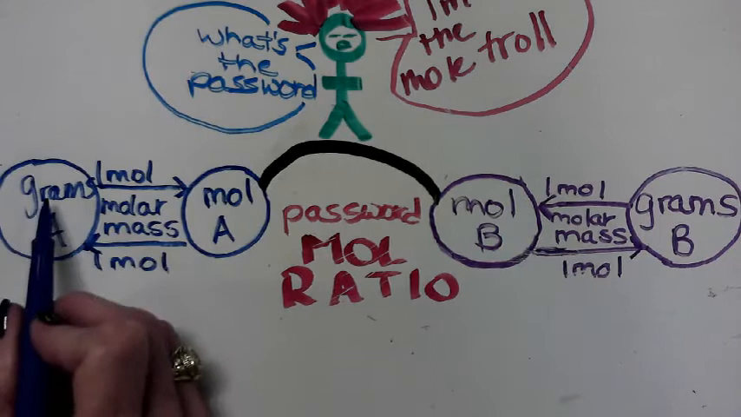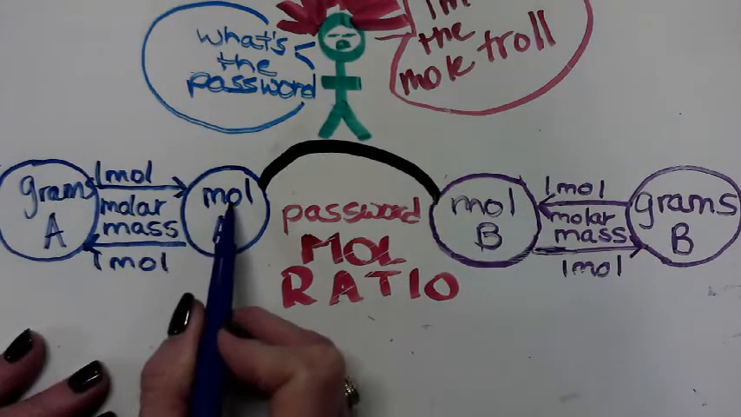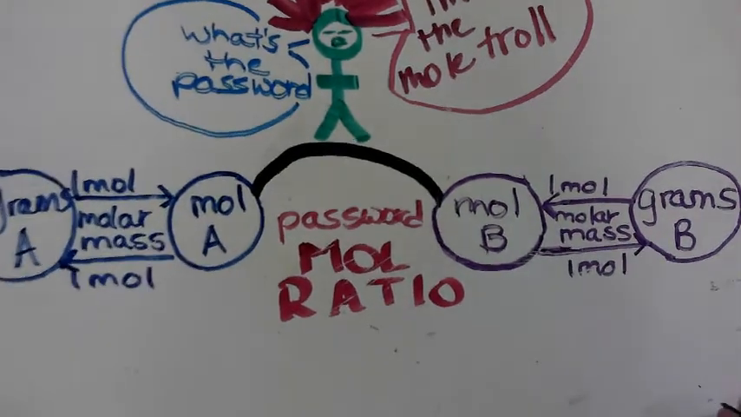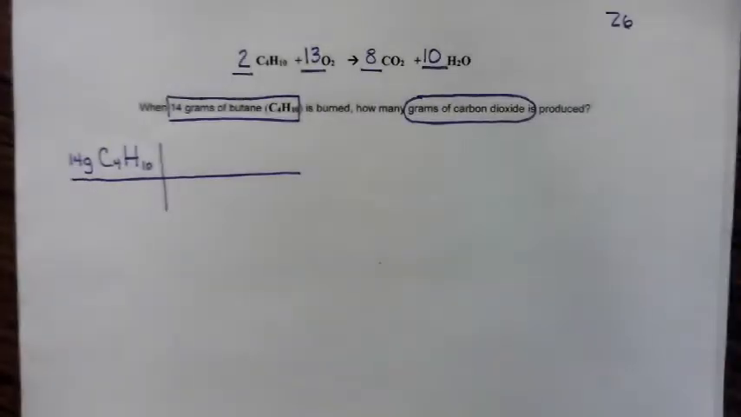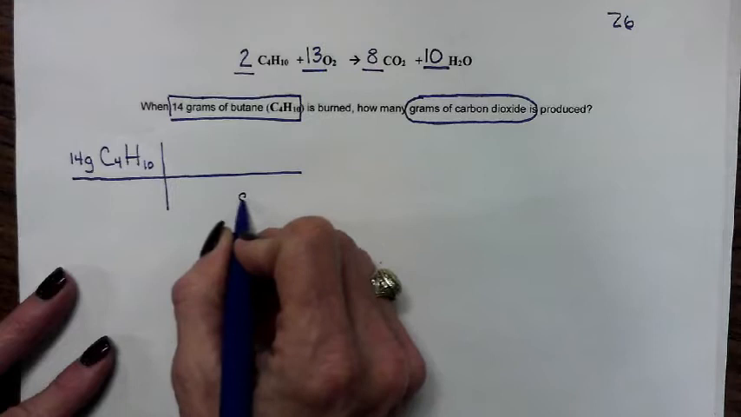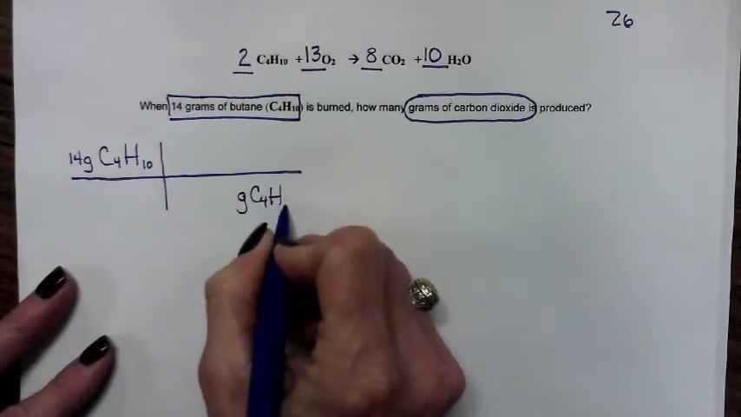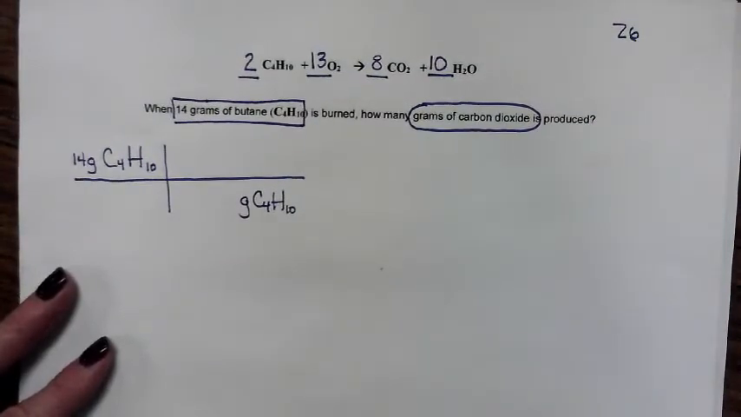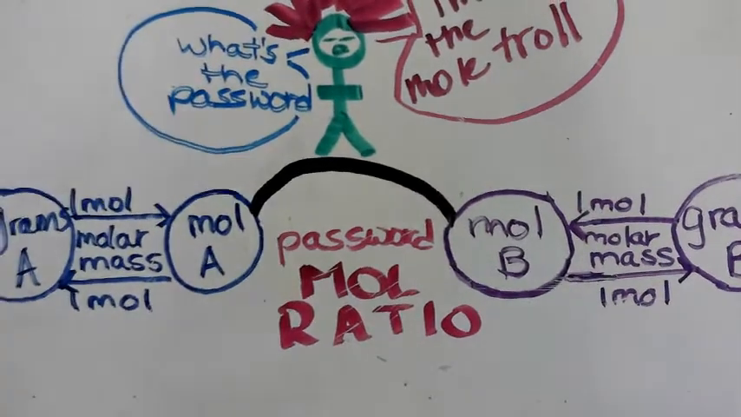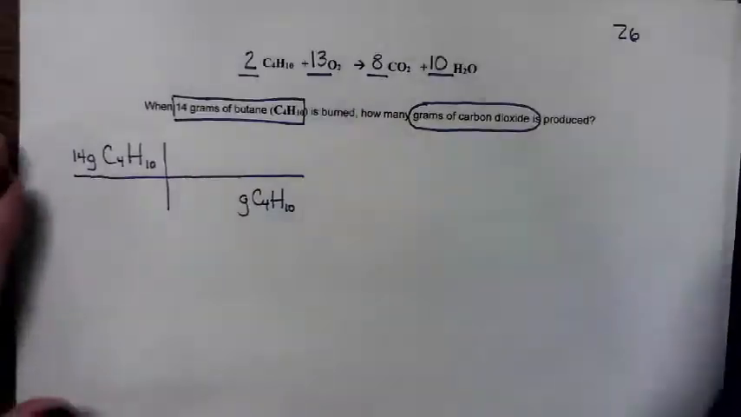So if we start here with a certain number of grams of butane and follow the arrow to moles, I'm going to put 1 mole over the molar mass in order to calculate or get moles. So I just go down that unit. You put grams of butane right there. And I know, using my mole map, that I'm going to use 1 mole over the molar mass in order to get moles of A.